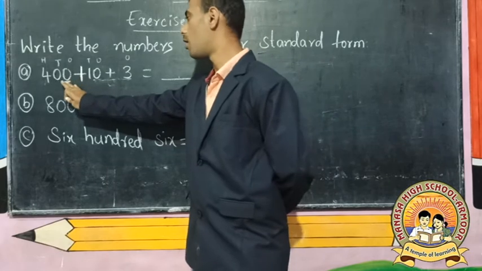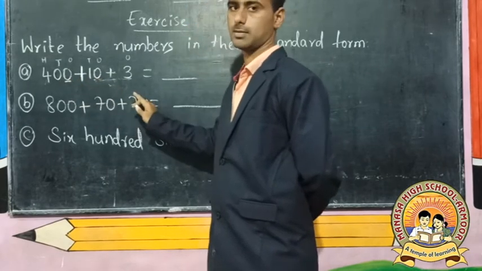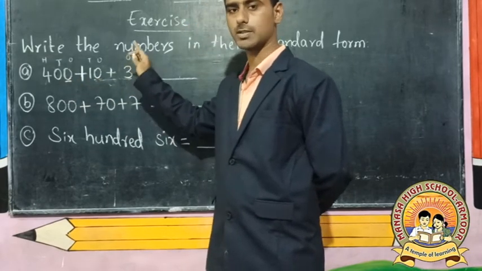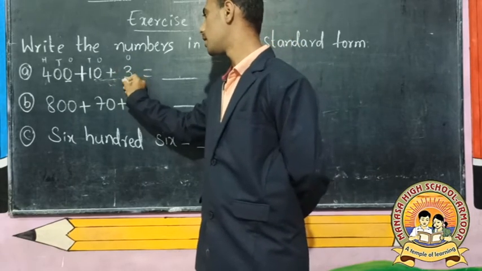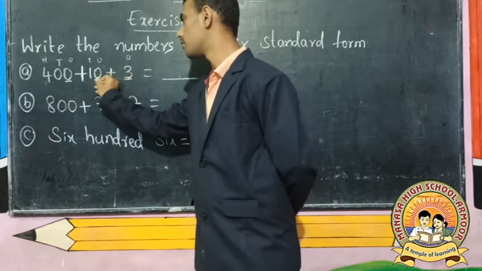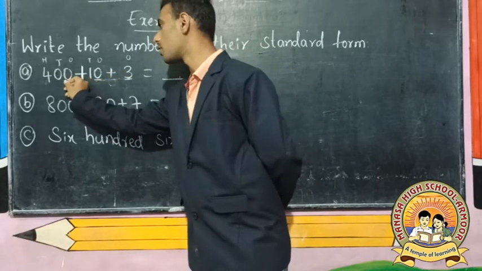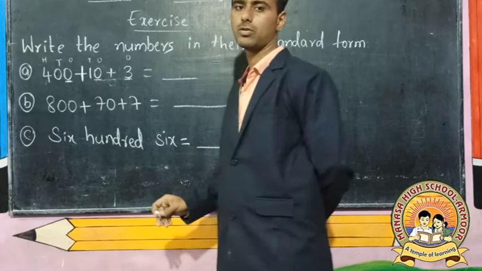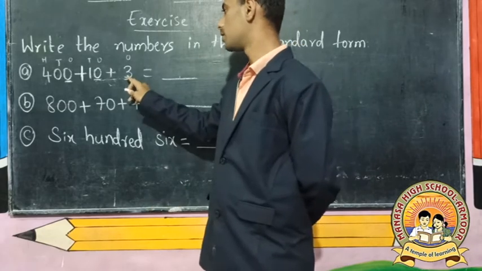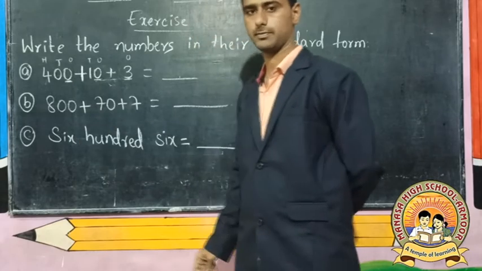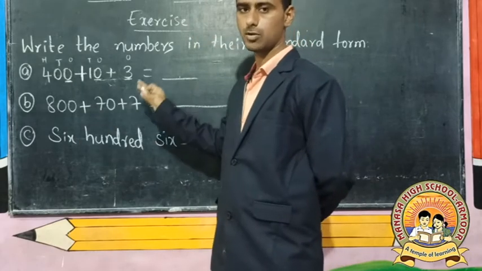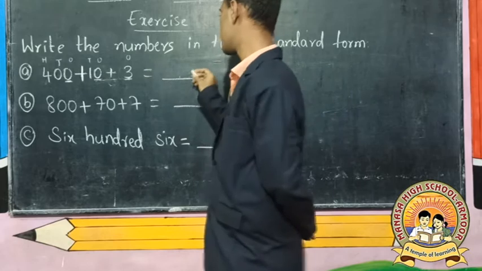So children, what do we have to do? We have to add all the ones places. What are the digits in the ones place? We have to add them. So 3 is in the ones place. Here 0 is in the ones place. Here in this 400, 0 is in the ones place. We have to add that. 3 plus 0 plus 0 is 3.